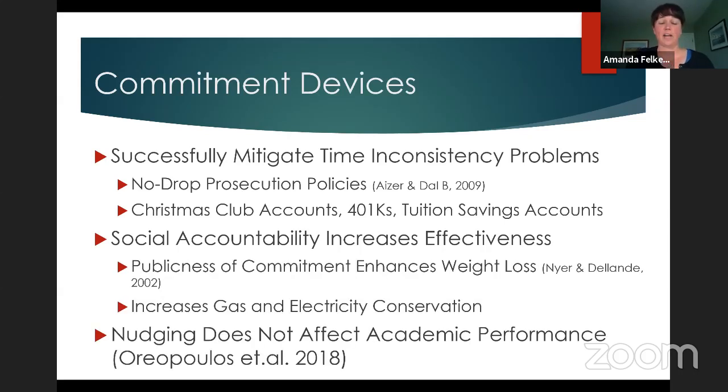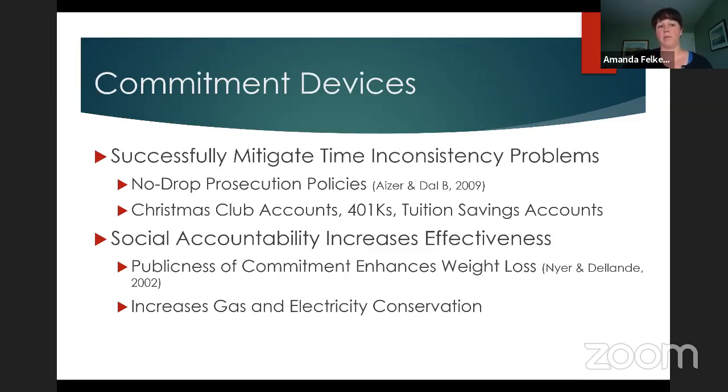Finally, there is a study or a few studies done where nudging students doesn't actually show an increase in academic performance. So actually just nudging them doesn't necessarily affect that. So we're adding this element of micro commitments.